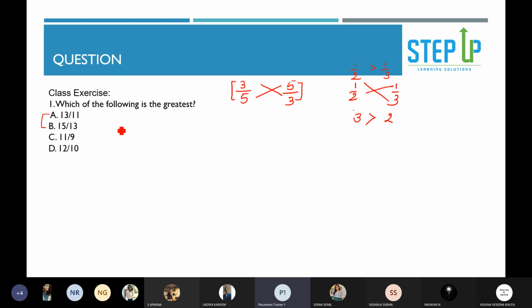So let's compare A and B as of now. 13 by 11, 15 by 13. 13 into 13, and this will be 15 into 11. So do you remember 13 square? 169. And 15 into 11 will be 165. Right.